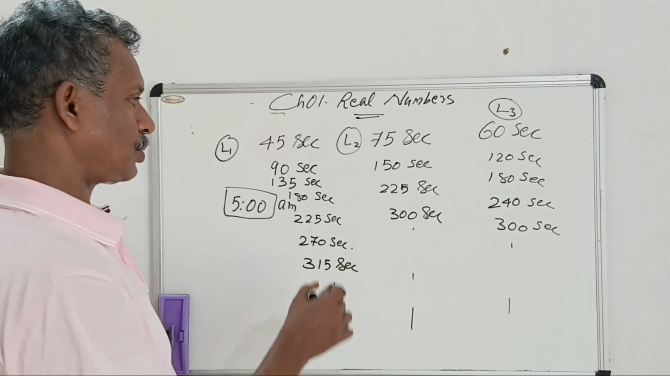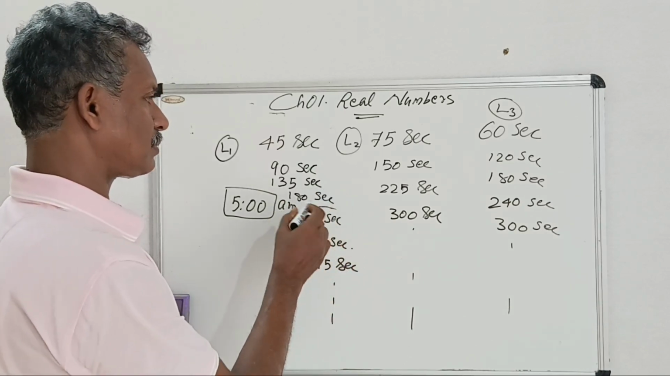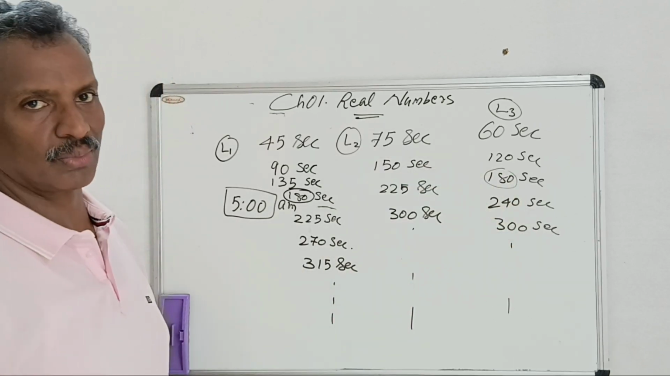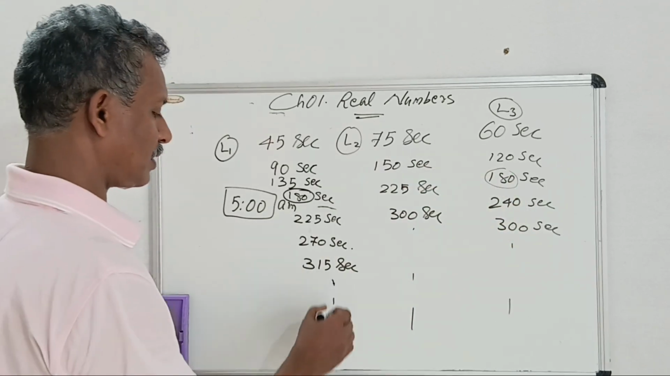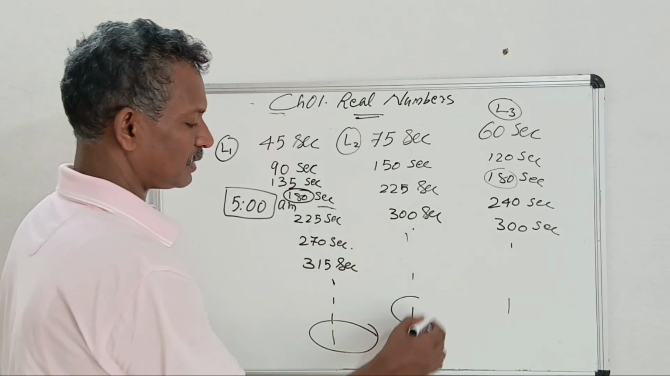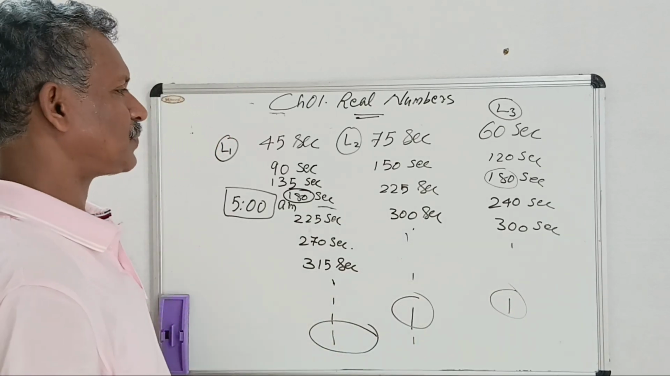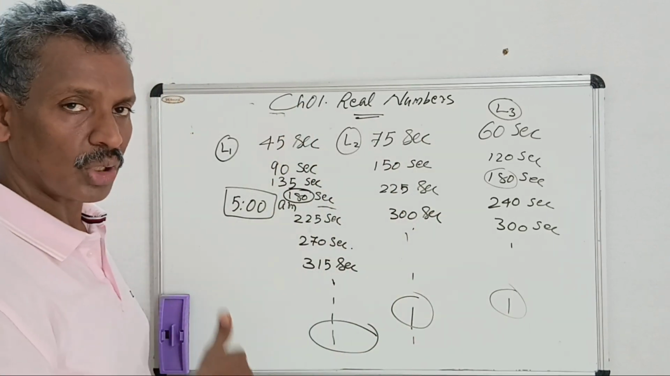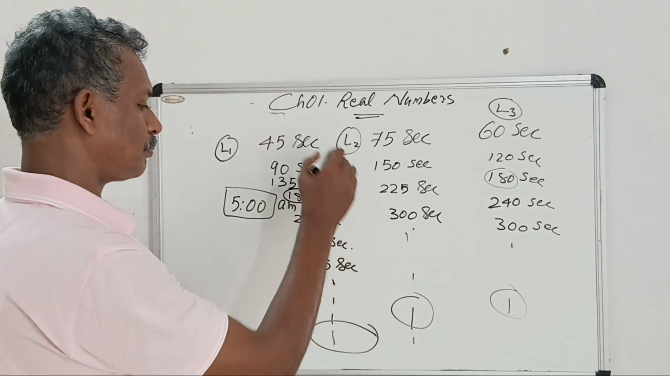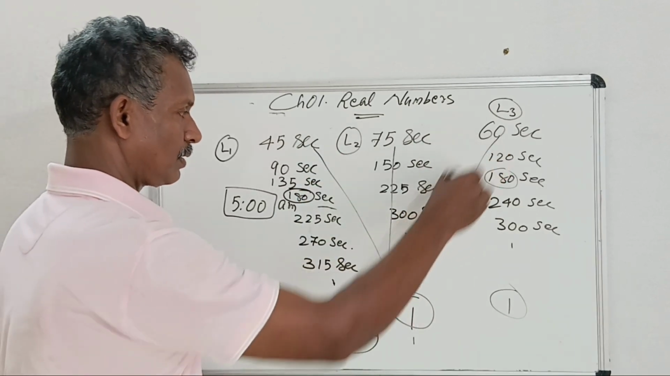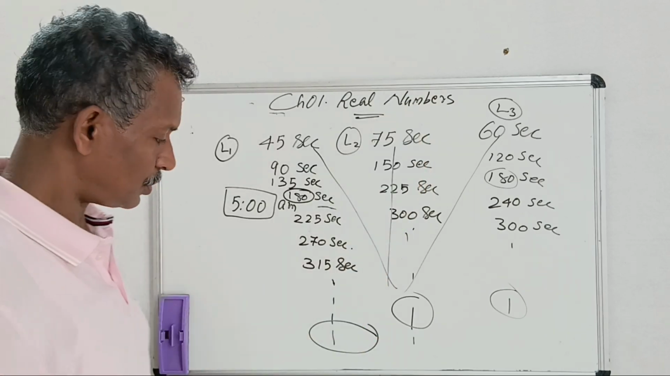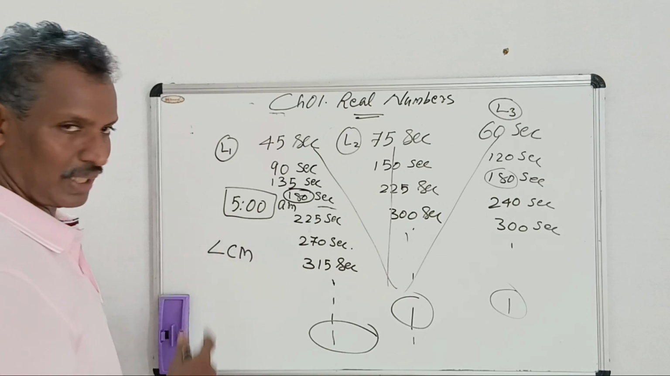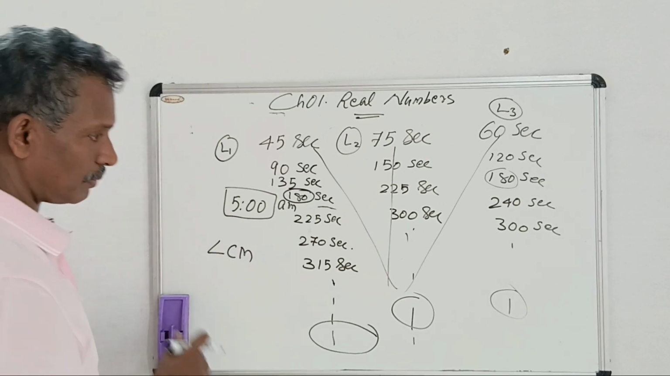At times you can see at 225 seconds or 180 seconds, these two are lighting together, but for all 3 to light together, you have to write the multiples like this until all 3 are the same. From this you can understand that we write the multiples and then find the common multiple. Or we can understand the final result is bigger than the given numbers 45, 75 and 60. So whenever you want to find a number which is bigger than the given numbers, what you have to find is the LCM, because the LCM is bigger than the given numbers.